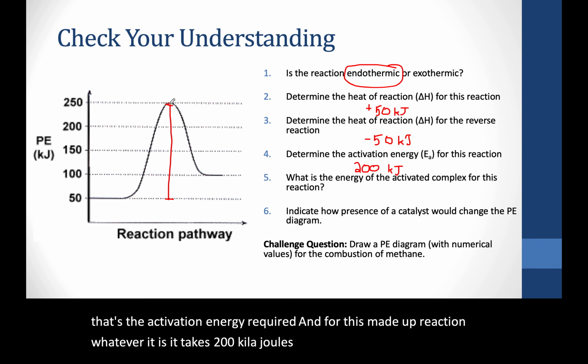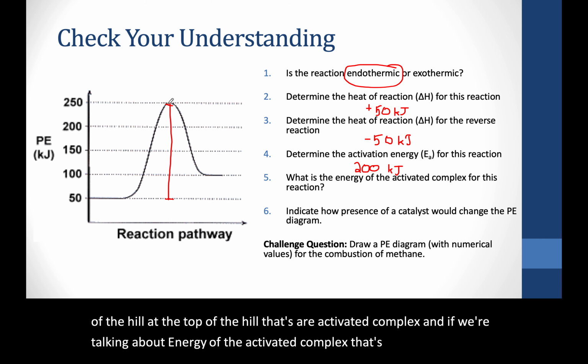At the top of the hill, that's our activated complex. And if we're talking about the energy of the activated complex, that's the total energy. So I just go to the top of the hill, go over, 250. So the energy of the activated complex is 250 kilojoules.